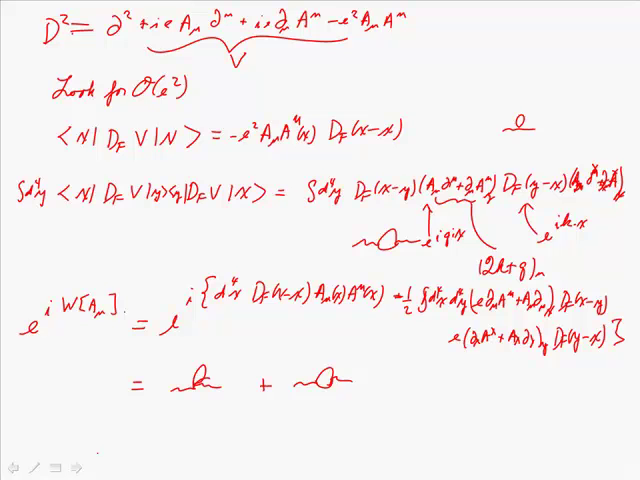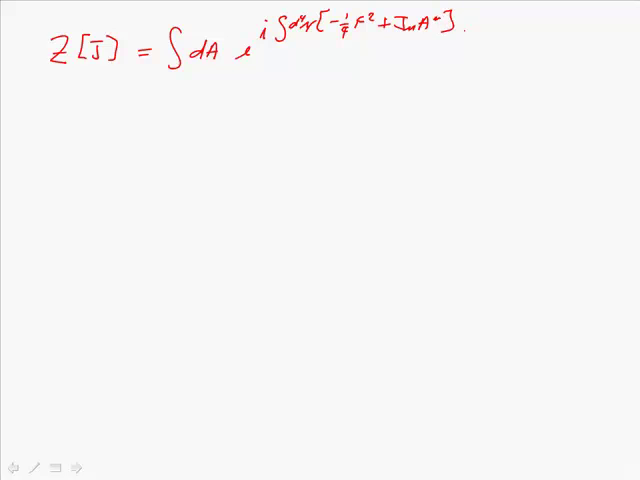Okay, so let me try to answer that by a formula. We now have Z of J is the integral dA e to the i integral d^4x of minus a quarter F squared plus J^mu A_mu, times e to the i W of A. Okay, so this is a function of J^mu.